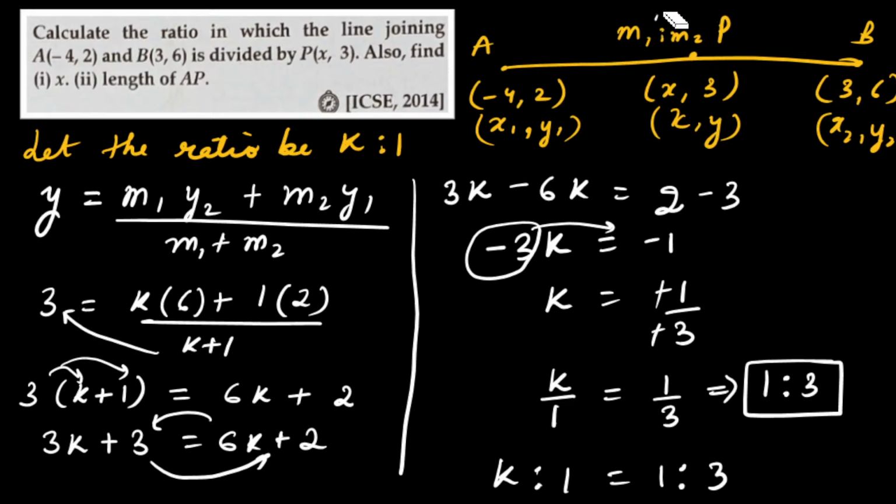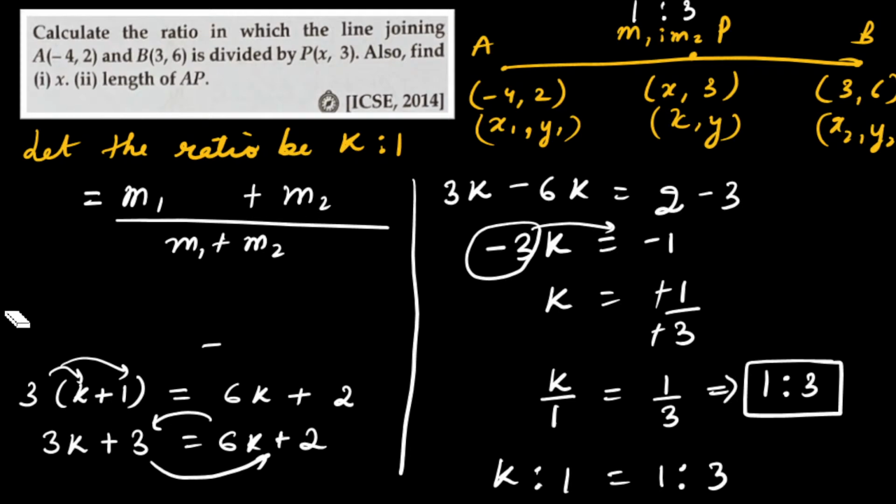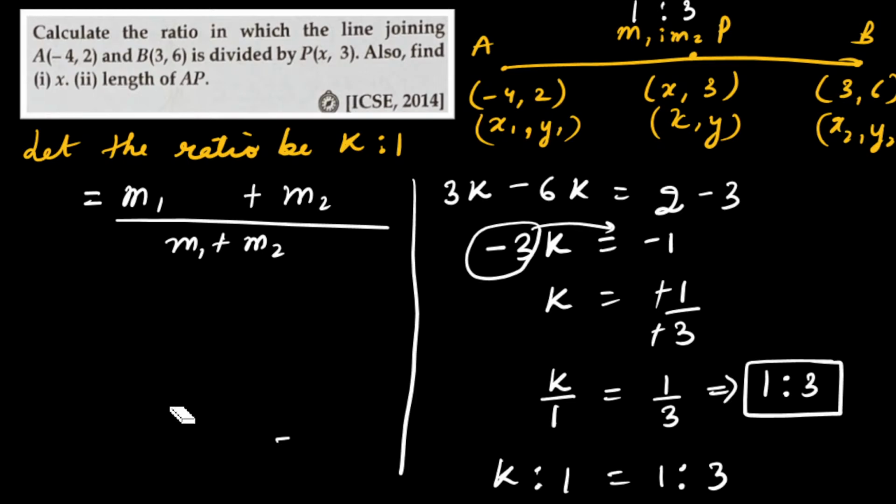So here I'll just write now: we've found the ratio and it is equal to 1 is to 3. So the ratio part is done. Now what they're telling us is to also find x and the length of AP. So x we have to find. Let us find x, as we know the ratio now. We can use the section formula of x and find the value of the x coordinate of point P.